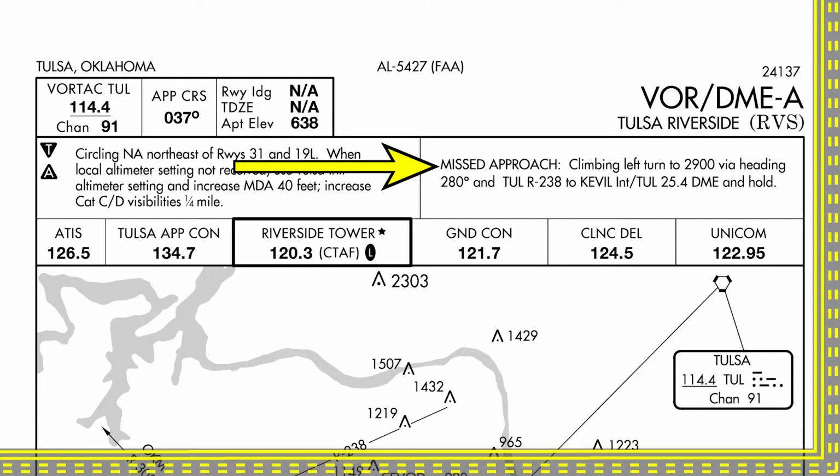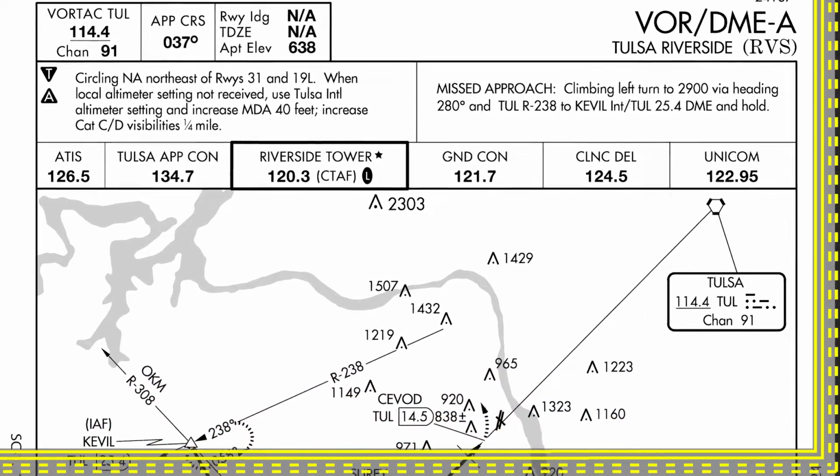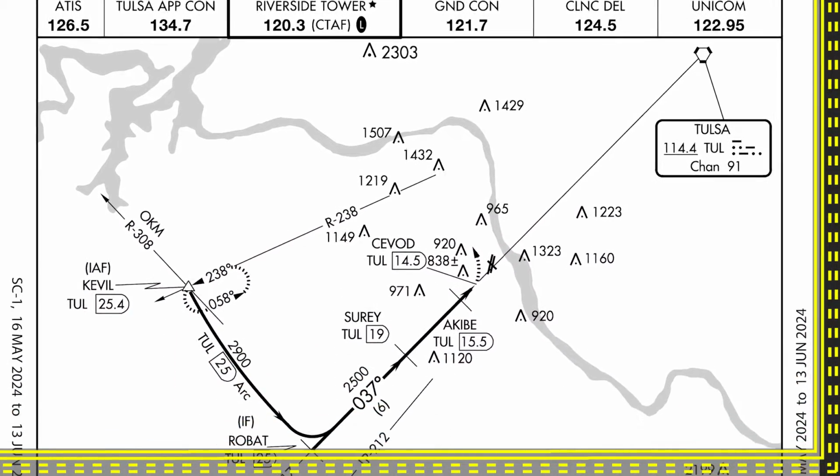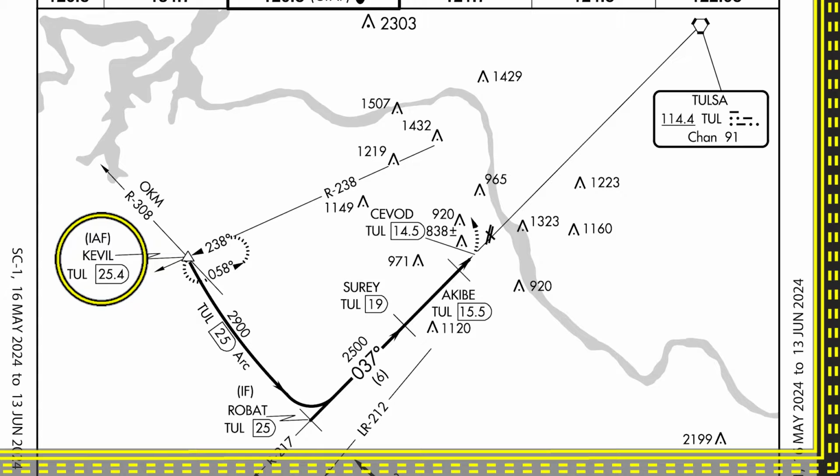For missed approach, we're going to make a climbing left turn to 2,900, head 280, and we're going to catch the Tulsa VOR-TAC R238. We're going to go out to Kevel over here at the 25.4 DME, and we're going to hold. Notice here, this is a left hold. It is non-standard at Kevel.